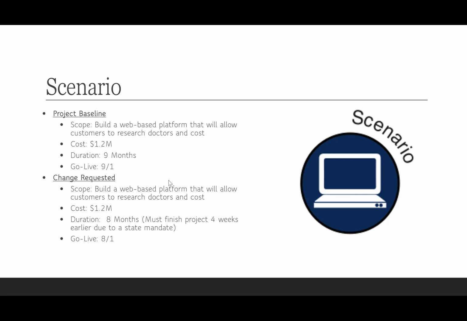Now, the scope of the project is to build a web based platform that will allow customers to research doctors and cost information. Your executive or sponsor comes to you and submits a request. He was just made aware that there is a state mandate that has to be met by 8/1, which means that you have to pull in your project date from 9/1 to 8/1, up 4 weeks. And how do you do that?